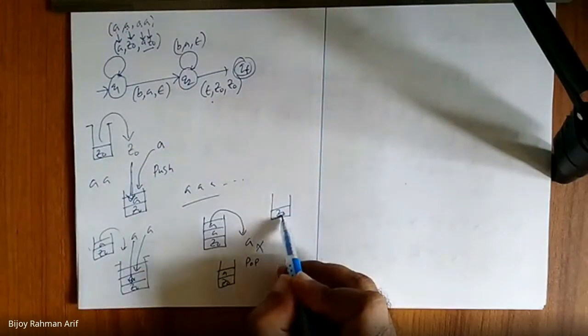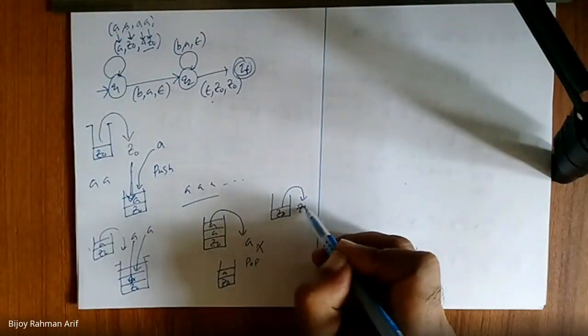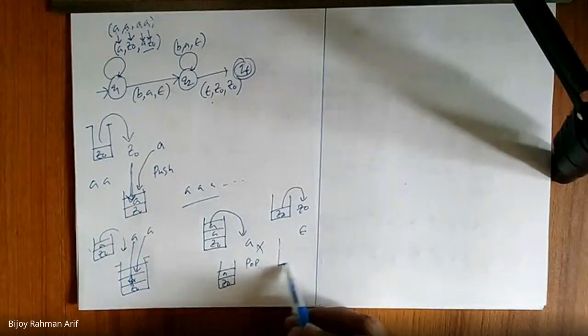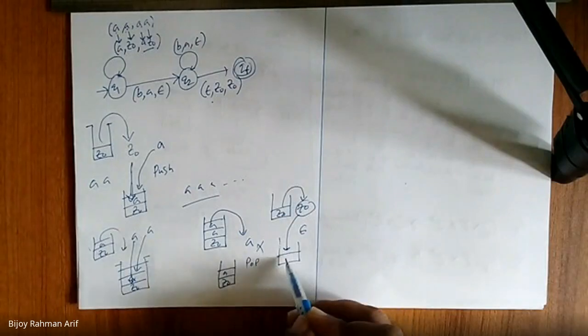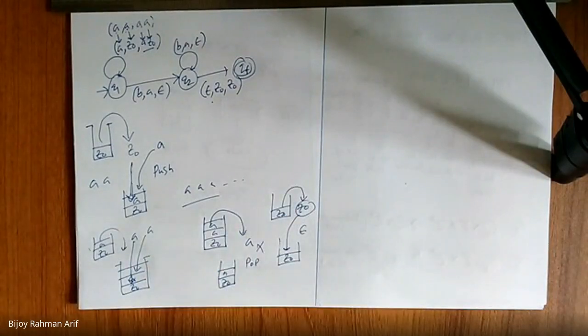Sir, the Z naught in the middle, which one is that? Yes, that means I reached the very bottom. At first I throw, then my buffer is epsilon, that means I reach the final state. So I keep pushing Z naught back so that the bottom of the stack is still Z. This is the accepting state, accepting mode.